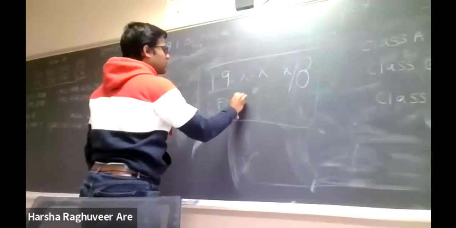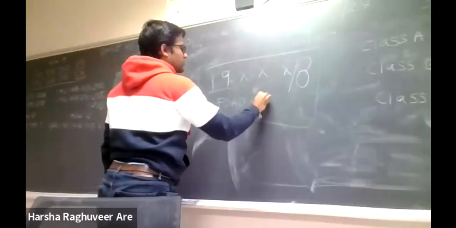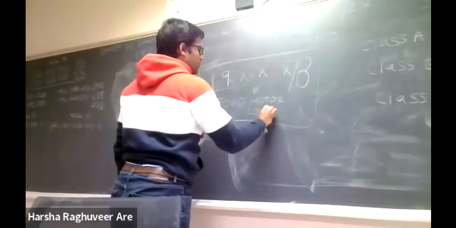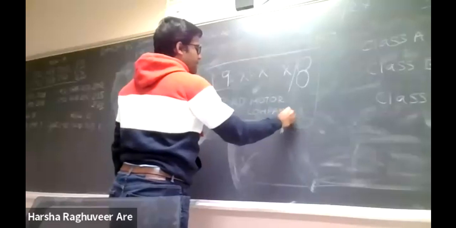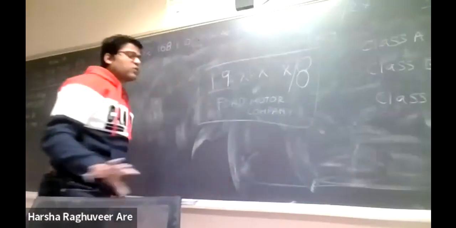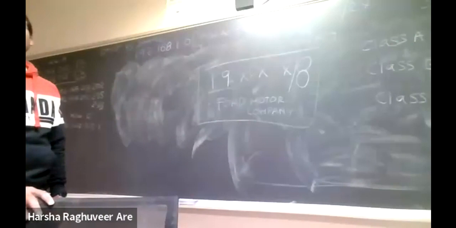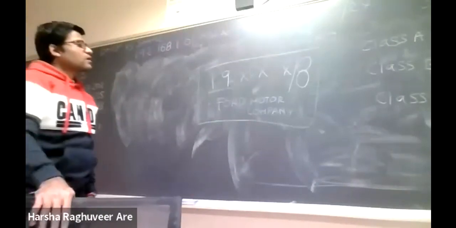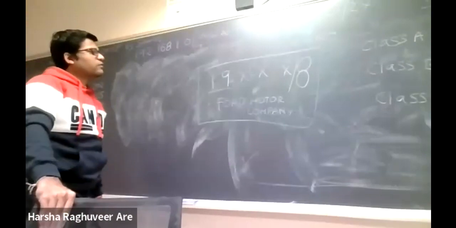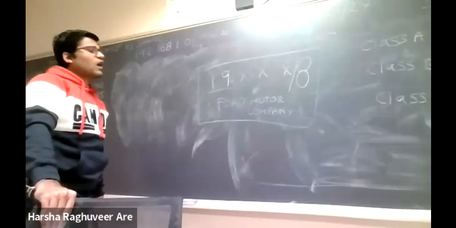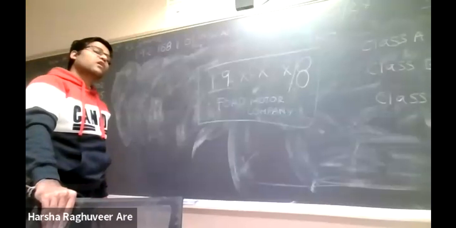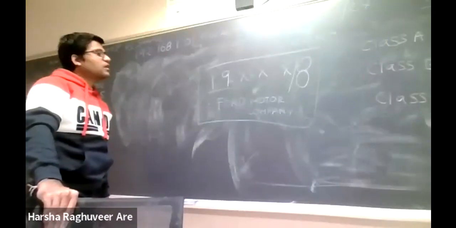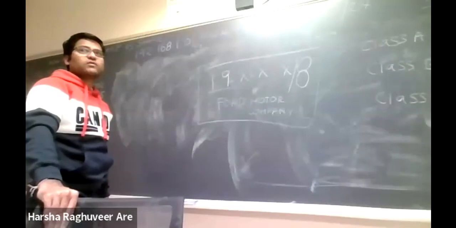So the answer will be like this: Ford Motor Company. The Ford Motor Company owns that entire network. So they use this to configure their network devices. They also use this network to configure their servers, their dealerships, their manufacturing units, all of them. They use this 19 dot network.